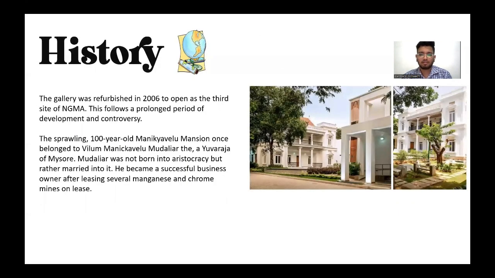Before starting with our problem statement, our first approach was to know the mission behind the National Gallery of Modern Arts, Bengaluru. We found out that the gallery and museum was established in the year 2006, and it is renovated in a mansion that is 100 years old.